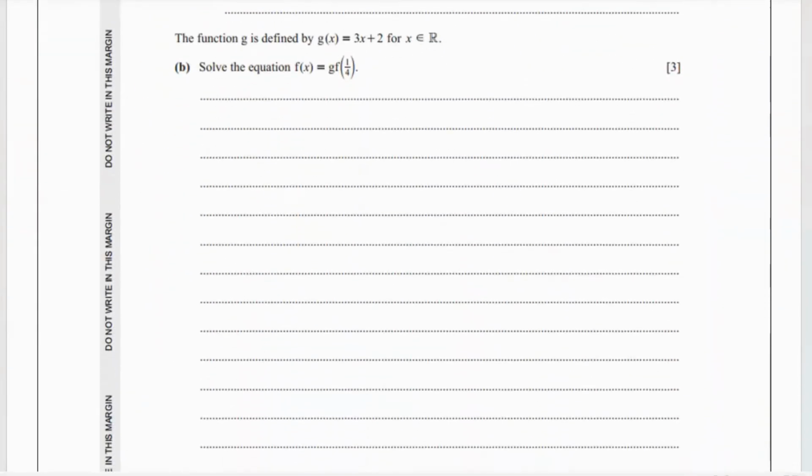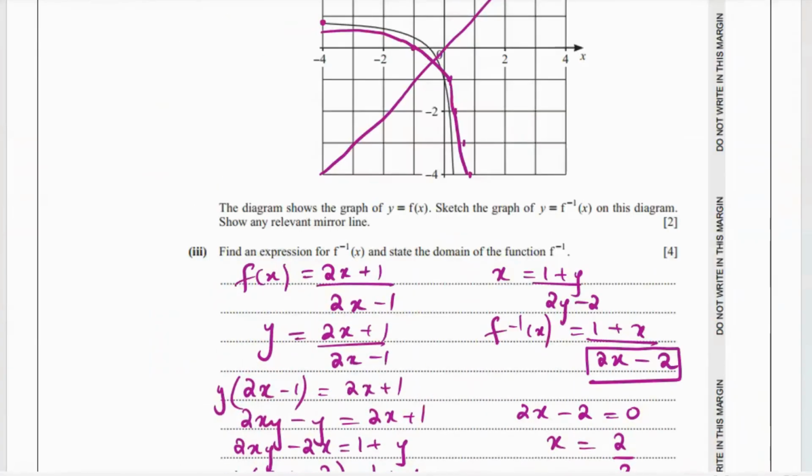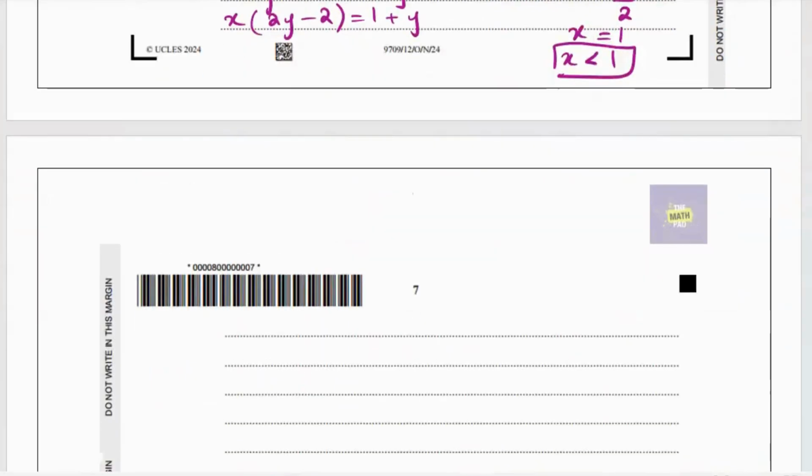Then function g is defined by g of x equals 3x plus 2 for x containing all real numbers. Solve the equation f of x equals g of f of 1 over 4. So f of x was 2x plus 1 over 2x minus 1.